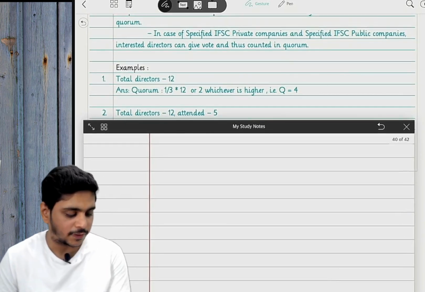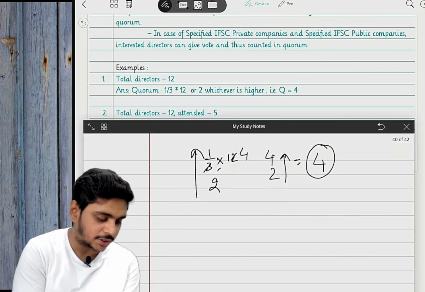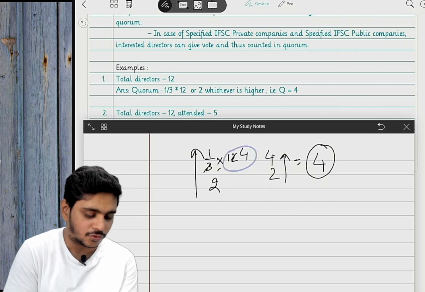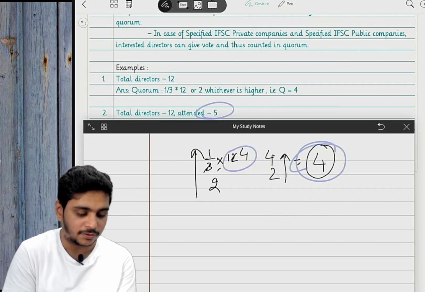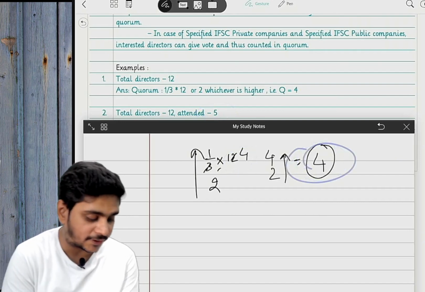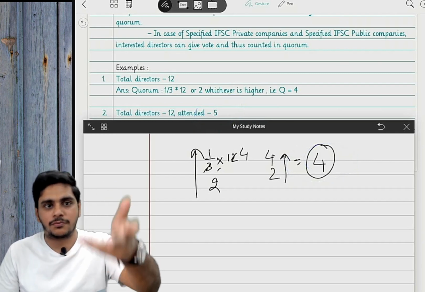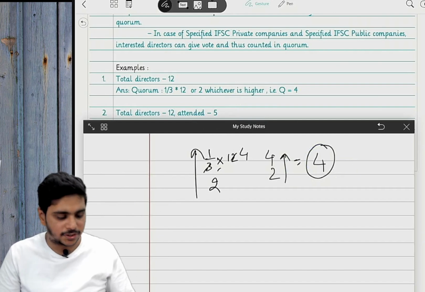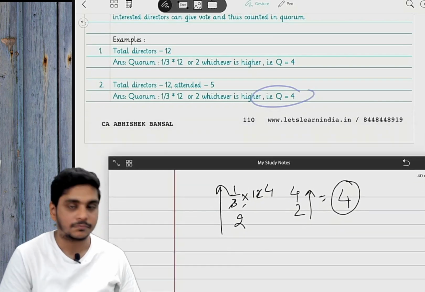Now total directors are 12, attended 5. Is quorum achieved? Total directors are 12, so quorum should be 4. 5 have attended the meeting. Minimum 4 should attend, but 5 have attended. Quorum is achieved. So you'll do the calculation.